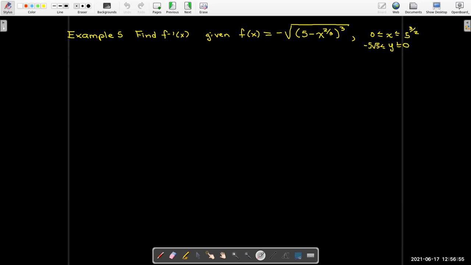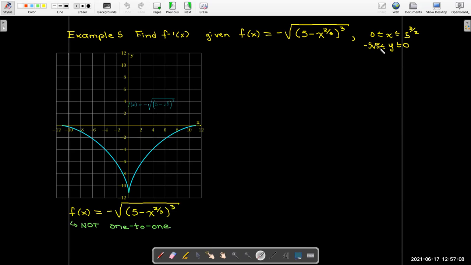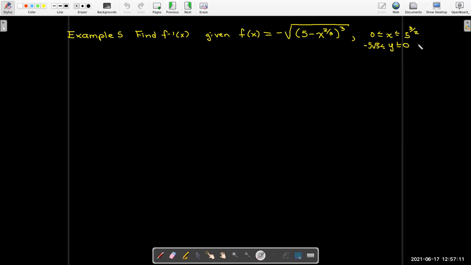And that means that y, the outputs, are going to be between negative 5 radical 5 and 0. And where did the 5 radical 5 come from? Well, 5 raised to the 3/2 power is 5 radical 5. And so the outputs can be negative. So when I have x equals 0, I'll get negative 5 radical 5. And then when x equals 5 to the 3/2 power, I'll get 0. So my inputs are restricted and my outputs are also restricted.